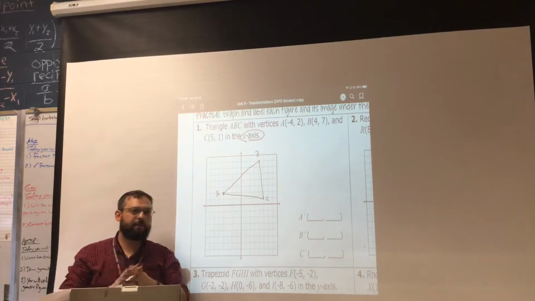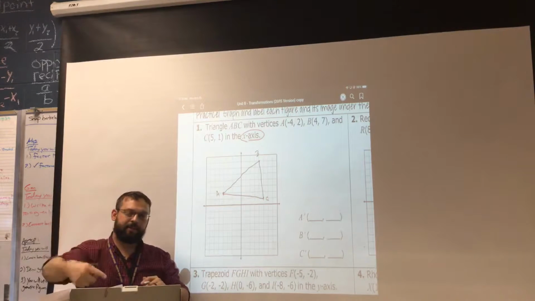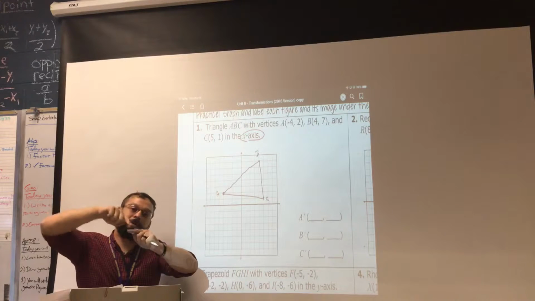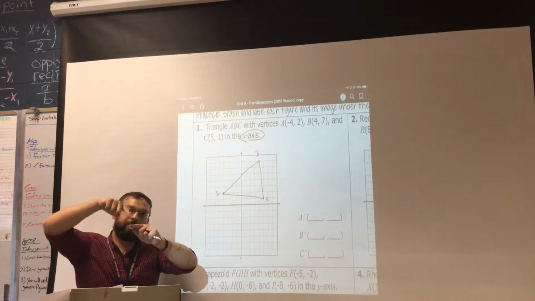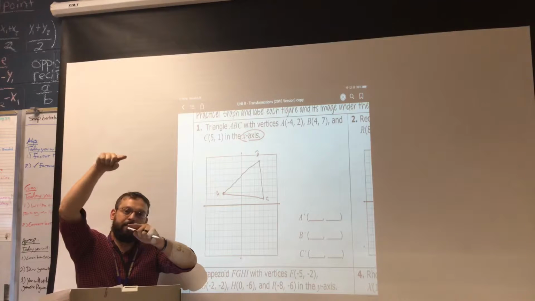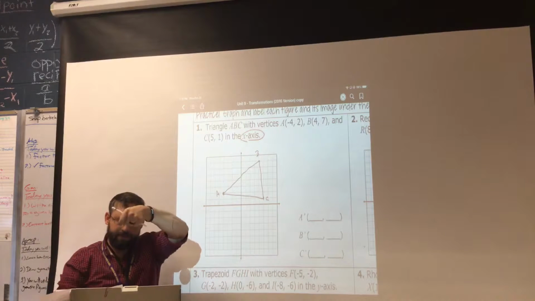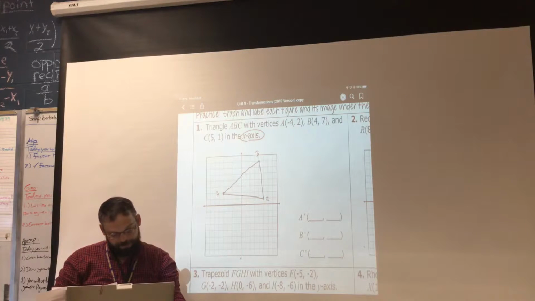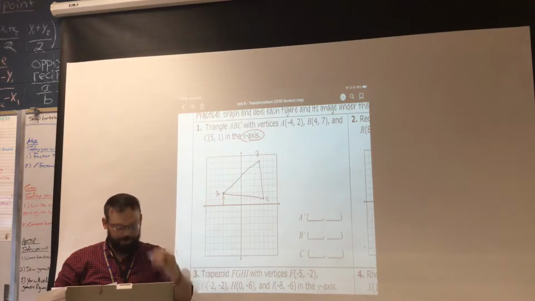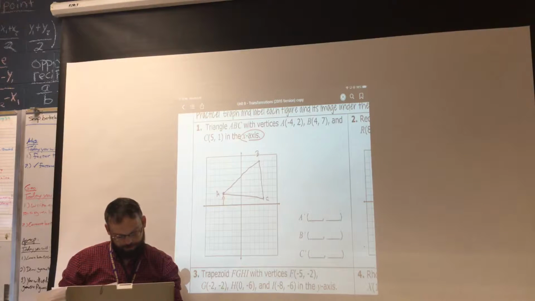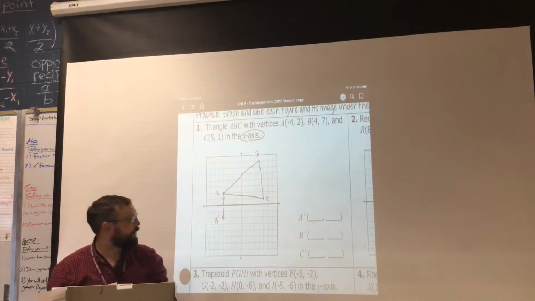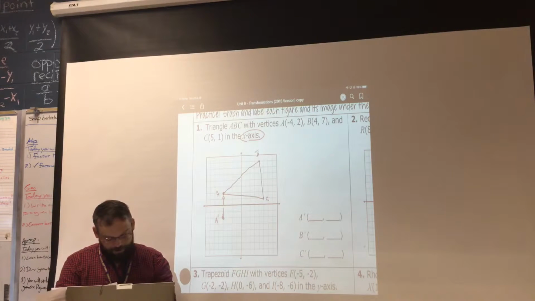So what I need to do, if it's reflecting over the x-axis, that means when I look at the x-axis and I go to a point, I'm looking at the vertical distance above, and I'm going to reflect that same distance down. So here's what I'm talking about. The point A is 2 units up, right? So when I go down 2 units this way, that's going to be right here. That's going to be my image, so that point A prime.